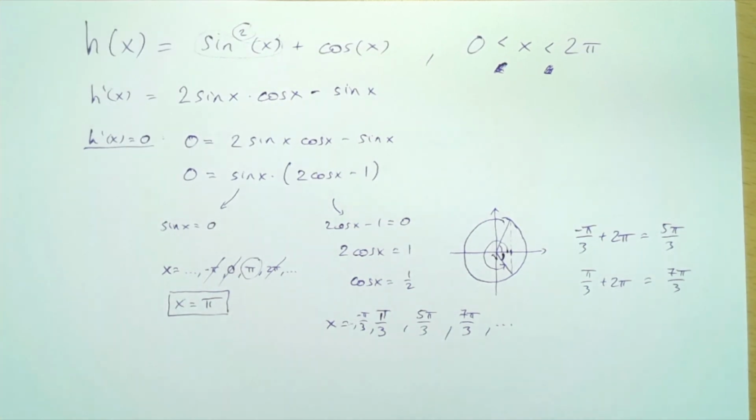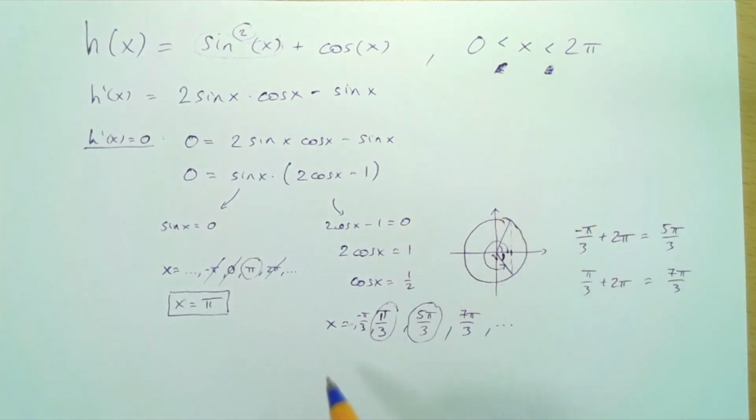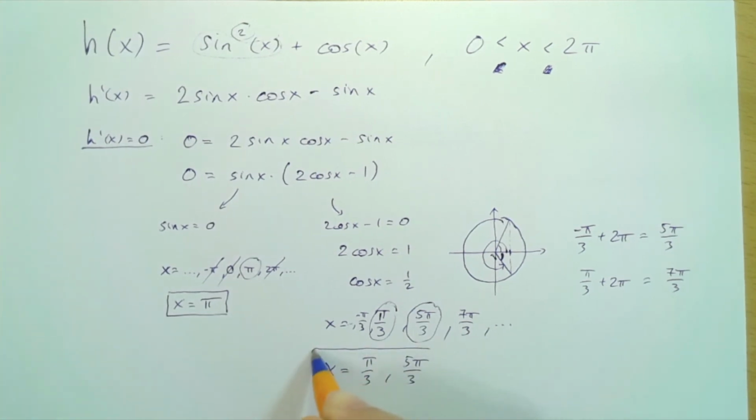We can add 2 pi or we can subtract 2 pi, and it'll keep on giving us correct values of x where cosine x equals 1/2. However, again, which one of those are in the interval that we are expected to find values? There's pi over 3 and 5 pi over 3. Everything else is outside of the open interval. So x equals pi over 3 and 5 pi over 3.